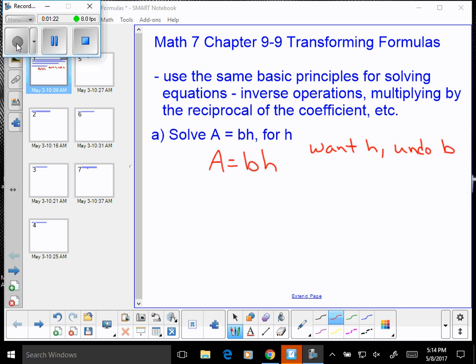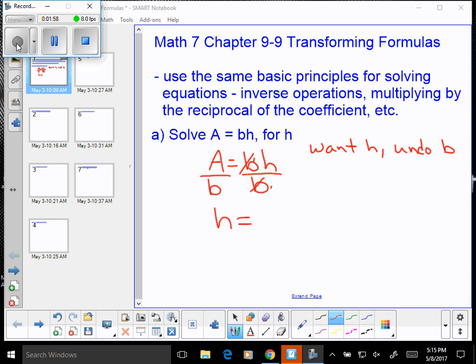Now, b times h is multiply, so we're going to do the inverse, which means to divide. But if we divide one side of the equation by b, we have to divide the other side of the equation by b. Now, b divided by b on the right side of the equation is the same thing as 2 divided by 2 or 5 divided by 5. They cancel each other into ones. 1 times h is h. Now, I'm going to bring that over to my left side.